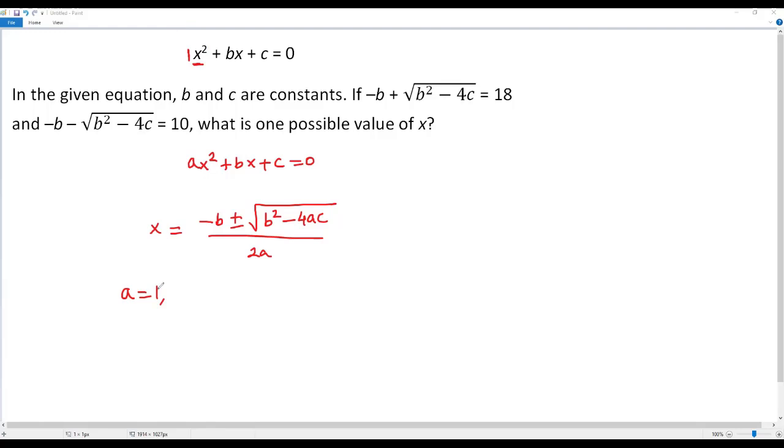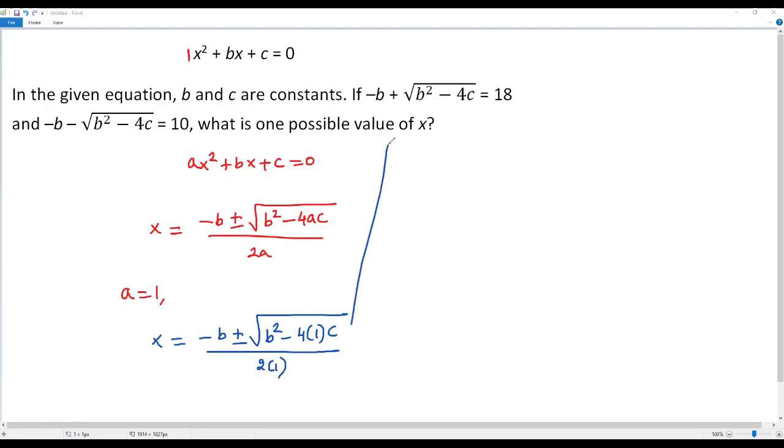Okay, now let me plug in a = 1 into the quadratic formula to get the two values of x for the given quadratic equation. Then we get x = -b ± square root of b squared - 4 times 1 times c, divided by 2 times 1. Let me continue. We get x = -b ± square root of b squared - 4c, since 4 times 1 is 4 and 4 times c is 4c. And in the denominator we have 2 times 1, which is 2.